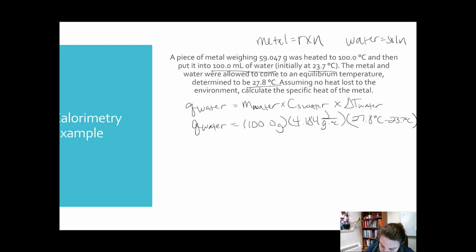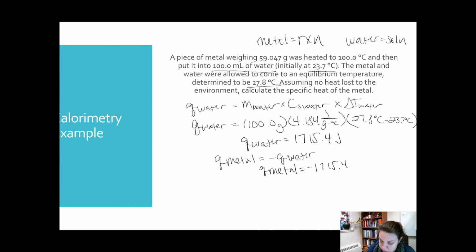If we solve for this, we get a Q for water equal to 1715.4 joules. Positive, that means that it's absorbed heat. Our Q of our reaction, or our metal, is equal to the negative Q of our water. So our Q of our metal is equal to negative 1715.4 joules, which makes sense as it's cooling, so it's releasing energy. So we'll put that into our equation.